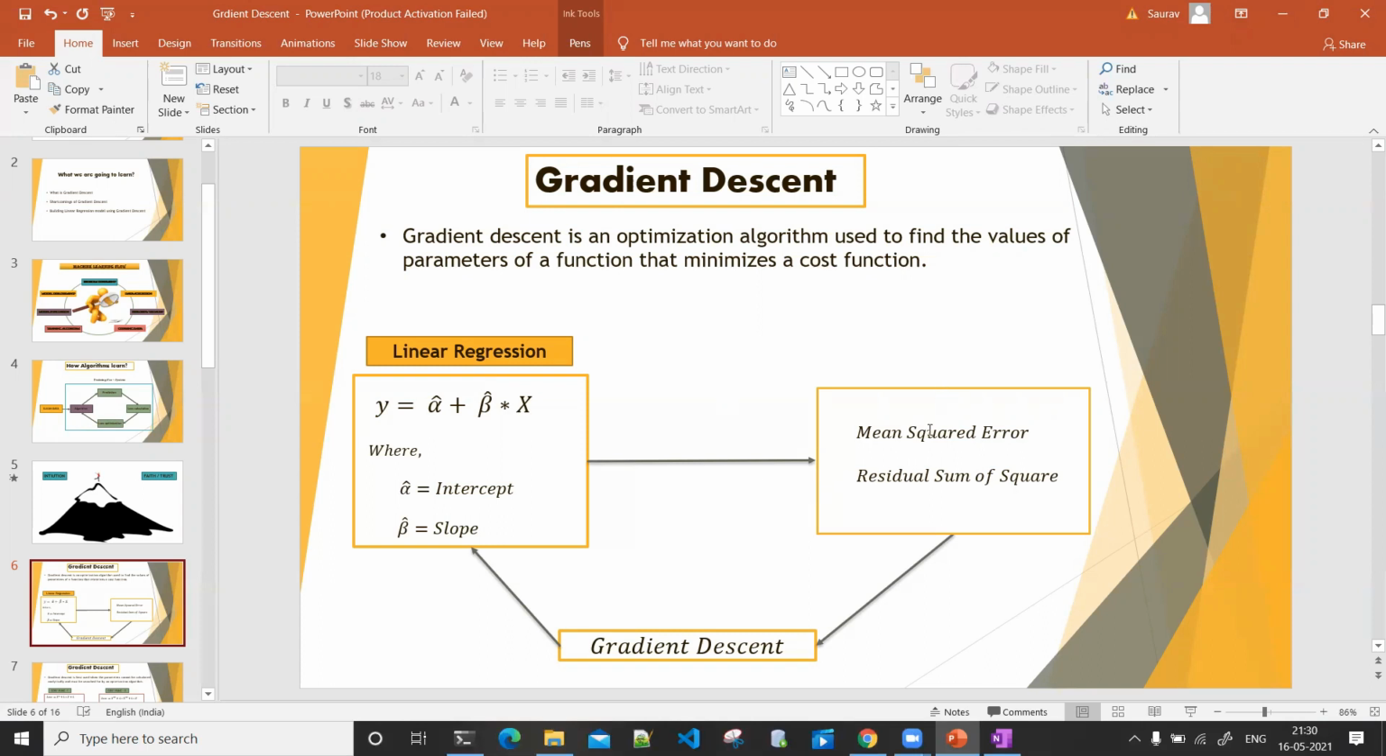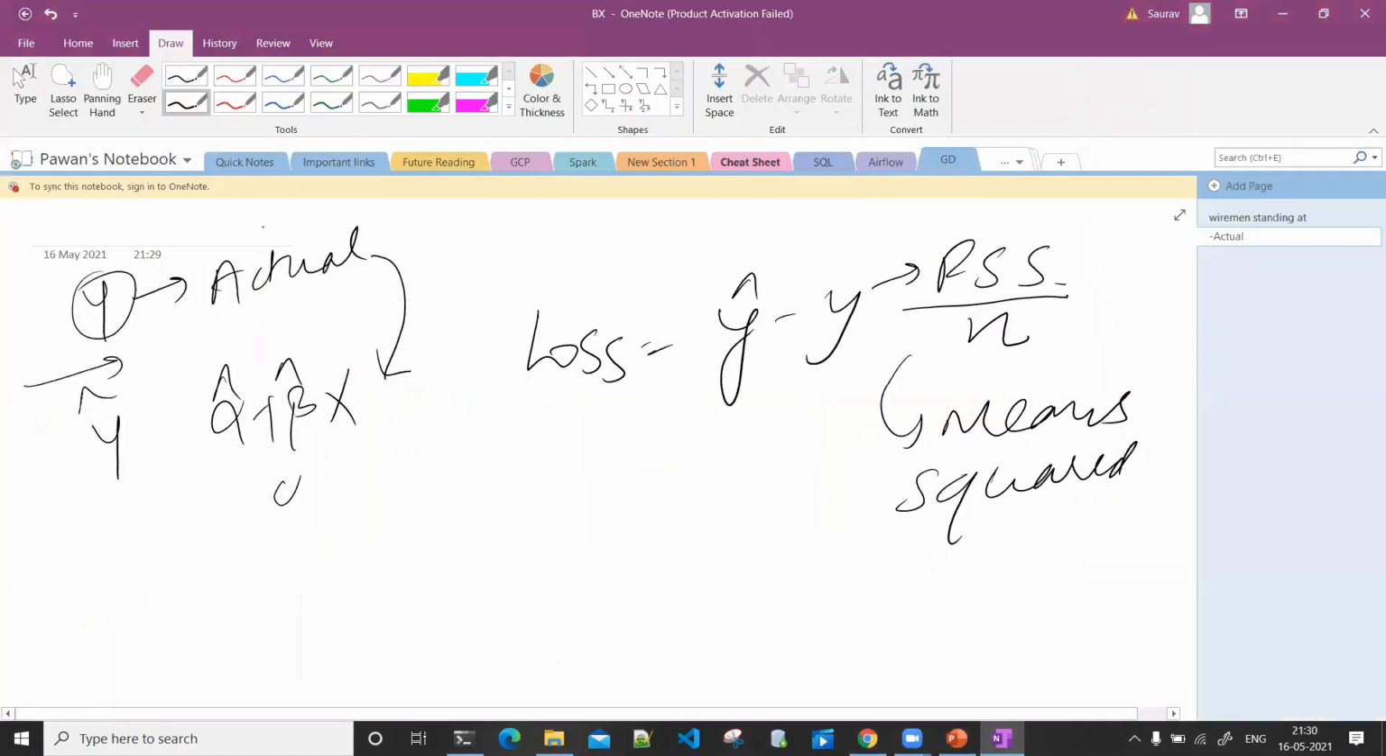So once we have this mean squared error, when we have the error quantified, we give it to the gradient descent, and it minimizes it. And how does it minimize it? It minimizes it by changing the values of alpha and beta, because alpha and beta are the parameters, right? So in this case, it is going to change the values of alpha and beta.